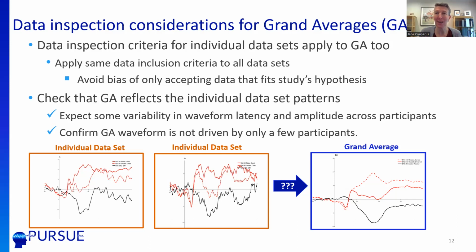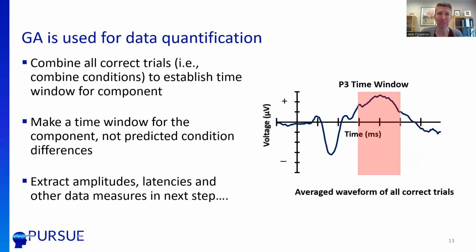And so you just want to make sure that that's not happening, that our grand average isn't being unduly influenced by just a participant or 2 and looks much more like that than what it should look like given all of the other averages. So that's just something to keep in mind.